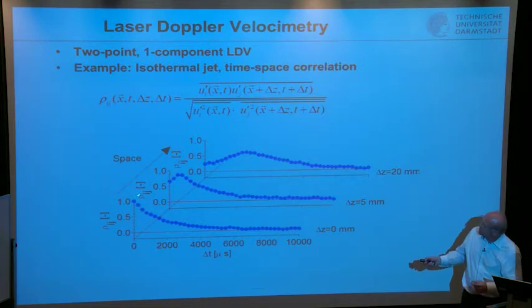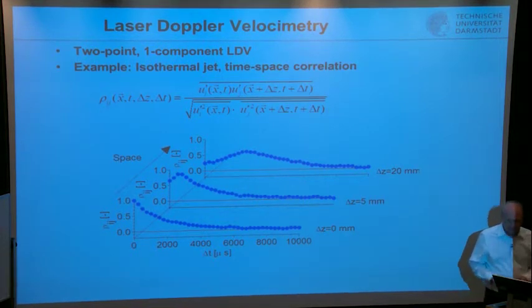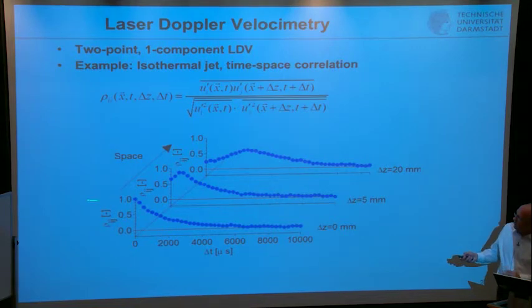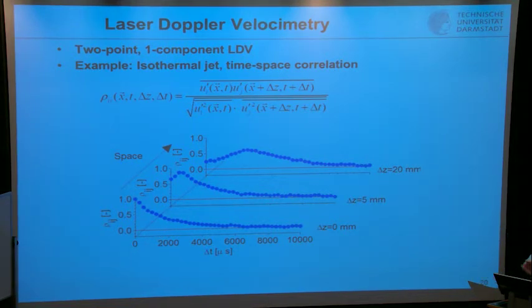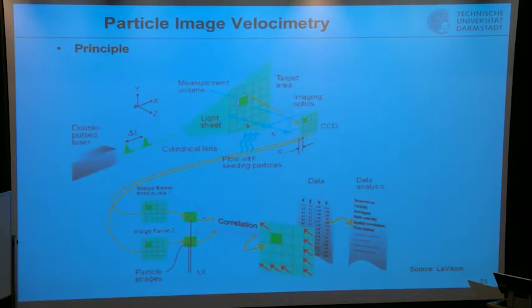And actually, if you now draw a line through these maxima over here, you can prove the validity of Taylor's hypothesis, which allows you for this kind of flows to transform between space and time. That, of course, provides a lot of insight into your flow. Here it's known for a jet flow, a turbulent jet flow, but of course for swirling flows, it would be very interesting to do this analysis as well. Very often it is not done.